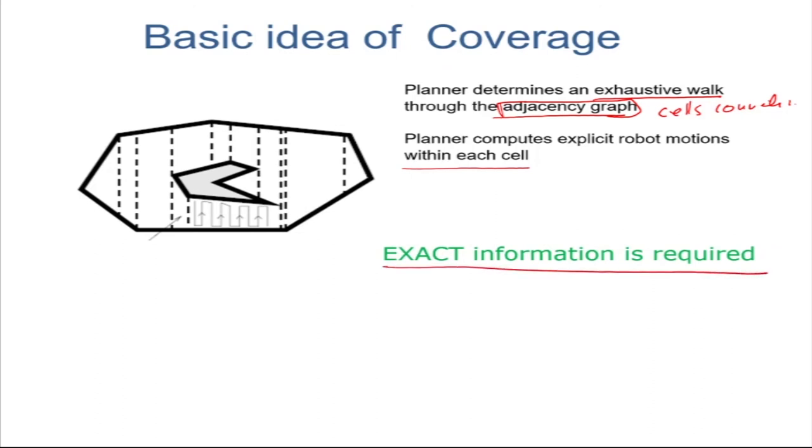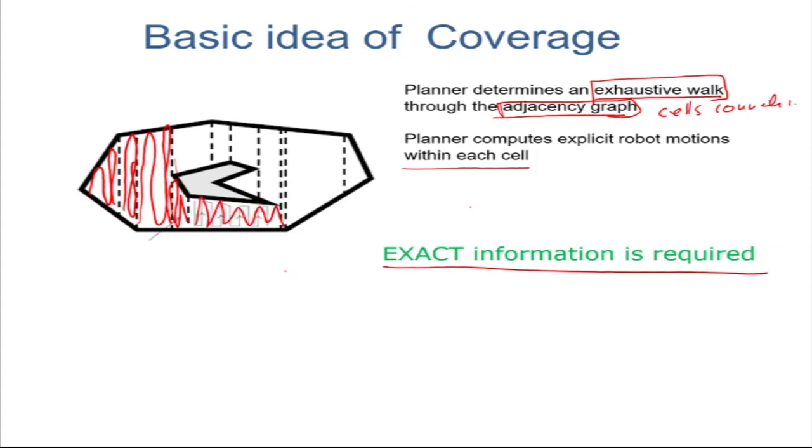For example, we have a workspace. This is my workspace and this is my obstacle. I want to clean the full area, or cover all the area, or perform what is called an exhaustive walk. That means I want to go everywhere in this cell. So what we can do is break it up into cells, or an adjacency graph. I have broken it up into cells, like in the previous case, trapezoidal cell decomposition. Then I start cleaning each of the cells one at a time. That will ensure that I have covered all the cells and no cell is left.